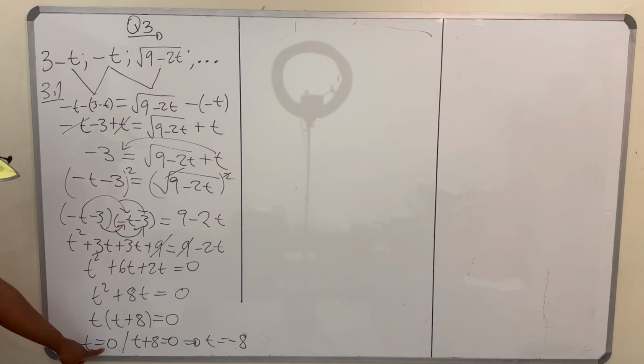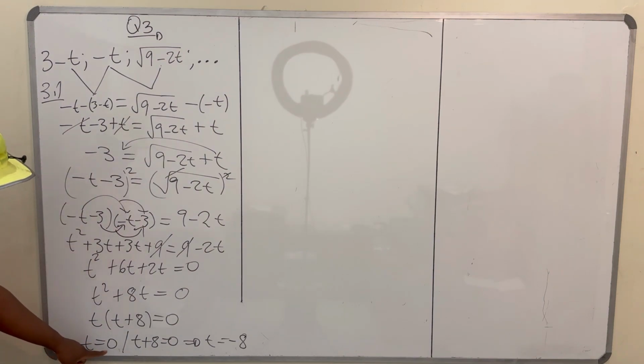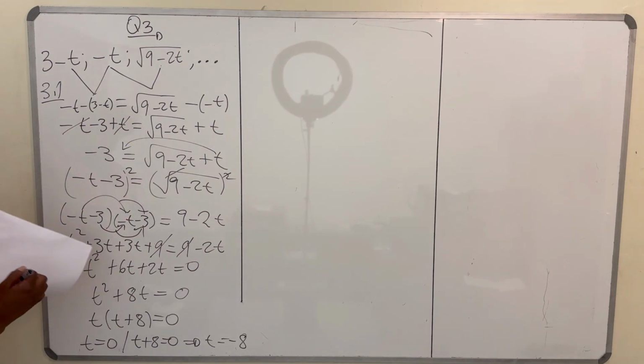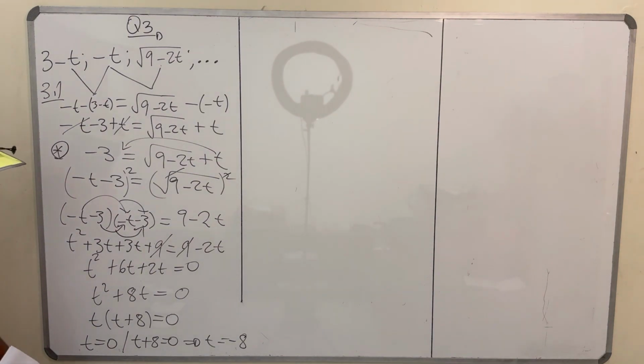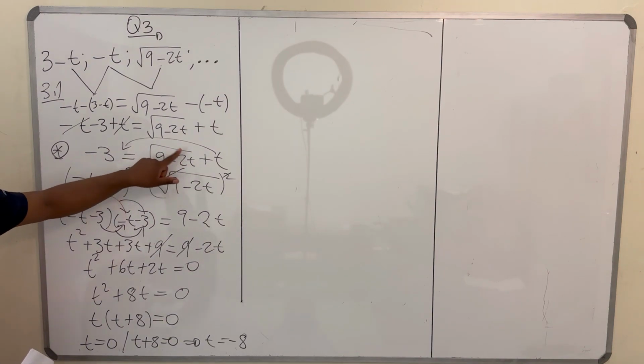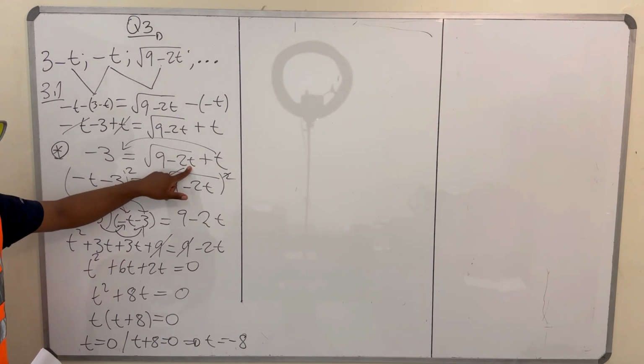Why not this one? Actually, let's test this thing. Where do we test it? We test it on this equation here. Let's test both of these. If our t is 0, because this is a simplified version of this, that's why I'm using it. So if we substitute 0, it will be the square root of 9 minus 0, which is 9.